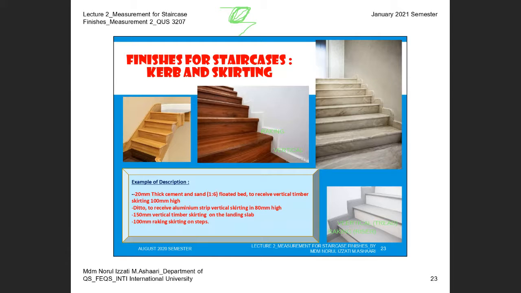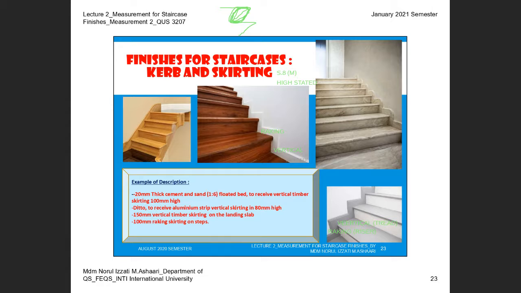So S.8 referring to your SMM, you can see that the unit of measurement is in meter. Okay, for example, look at the first one. 20 mm thick cement and sand floated bed to receive vertical skirting 100 mm height. The rule as stated in S.8 is the height must be stated. Height must be stated. Okay, how do you want to measure? The unit is in meter.